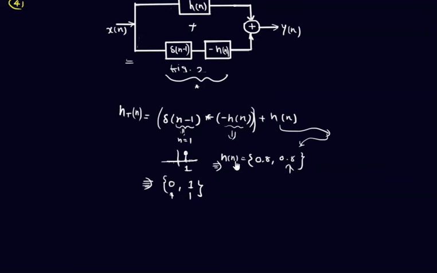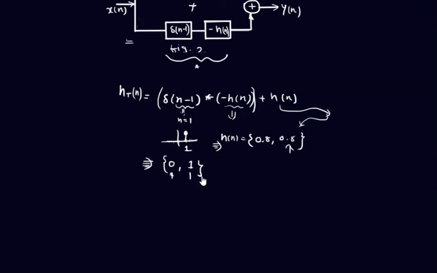Now we will convolve both sequences with each other. We will find the convolution of these two, and then we will add it to the h of n. The h of n is 0.8, but here we have minus h of n. So minus h of n will be like this. Simply the minus is multiplied inside all the values. The origin will be at the same location. Now we have to convolve both by using the regular method.